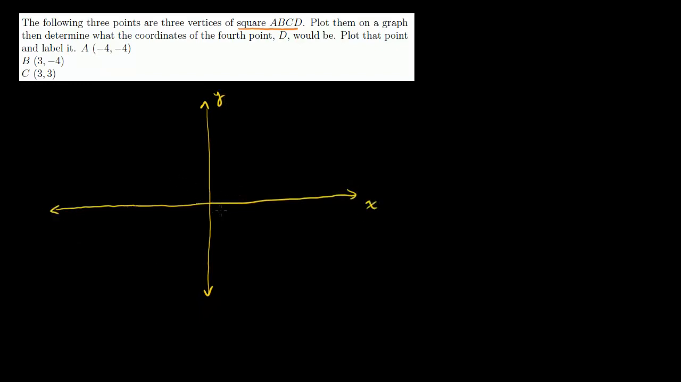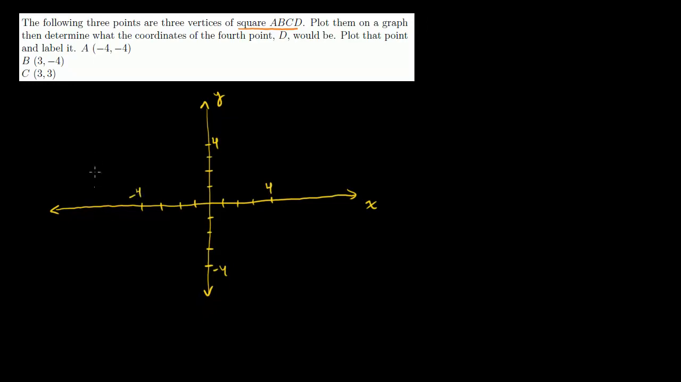And let me mark it. So that's x equals 1, 2, 3, 4. This is x equals negative 1, negative 2, negative 3, negative 4. That's y equals 1, 2, 3, 4. This is y equals negative 1, negative 2, negative 3, negative 4. I could write that as y equals 4, that's y equals negative 4, x is equal to 4, x is equal to negative 4.